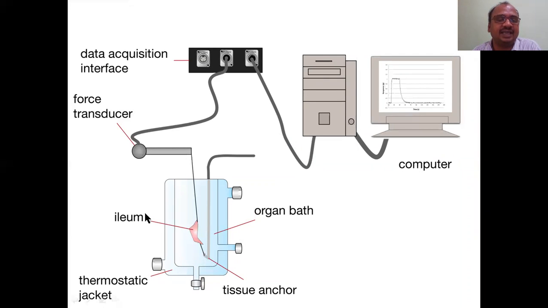Yeah, exactly. See here, this picture, ileum. A small piece, 3 centimeters of ileum you have to take. That is also important: 3 centimeters, small piece. Like this you have to tie. Okay, this is a force transducer.